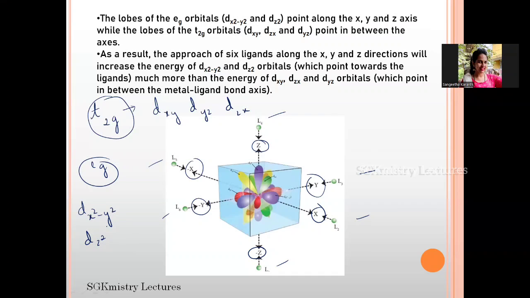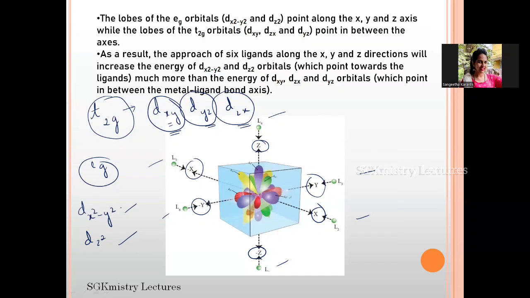Now, while looking at these orbitals itself, it is very clear: dxy, dyz, and dzx. These orbitals are oriented in between the axes. If I'm talking about dxy, it is oriented between the x and y axes, and so on. Whereas dx square minus y square and dz square are the d orbitals which are oriented in the direction of the axes. So now we know that these ligands are approaching the metal atom or the metal ion in the direction of the axes.